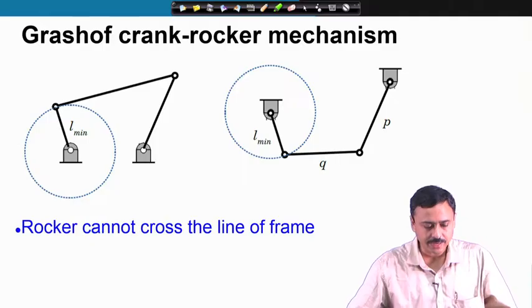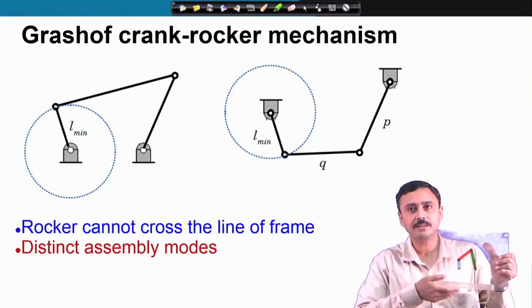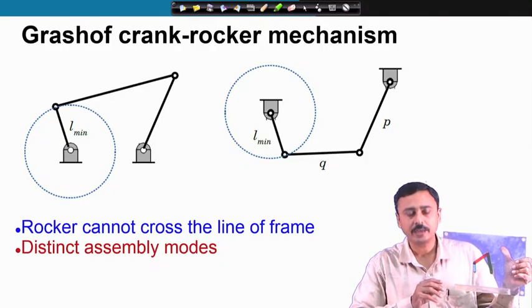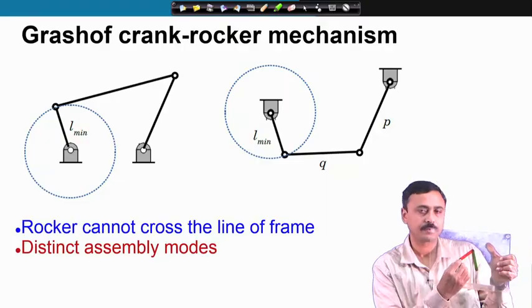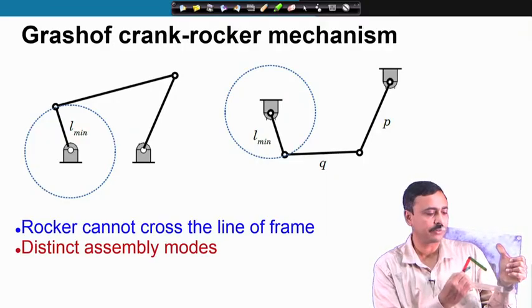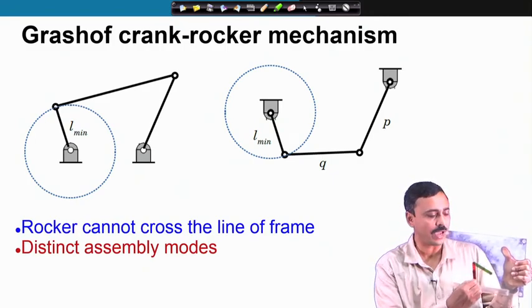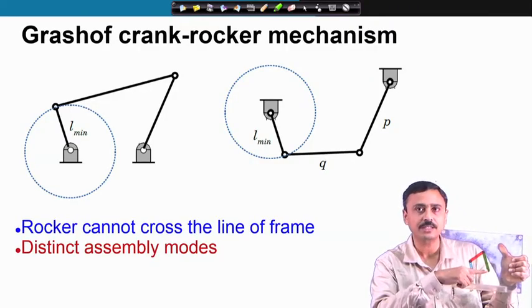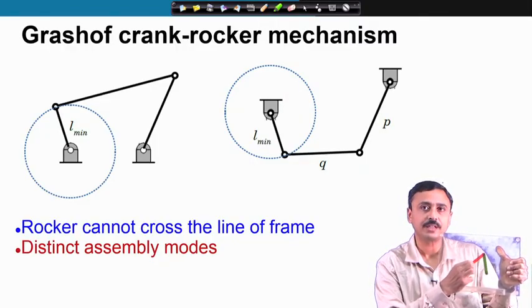As you can see, in this example, once again the rocker cannot cross the line of frame. So, this is the rocker. Let me move it again. You can see the rocker, the green link, is rocking between two angles, but it cannot cross the line of frame. This is the line of frame, the fixed link is the line of frame. So, it is always above the line of frame.